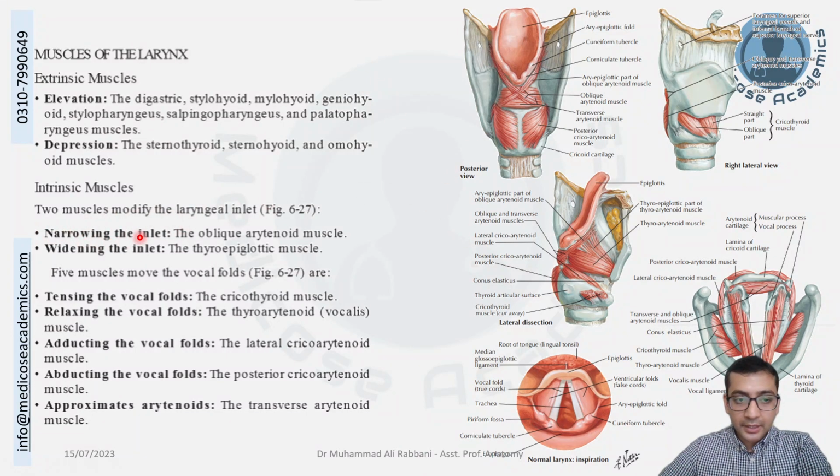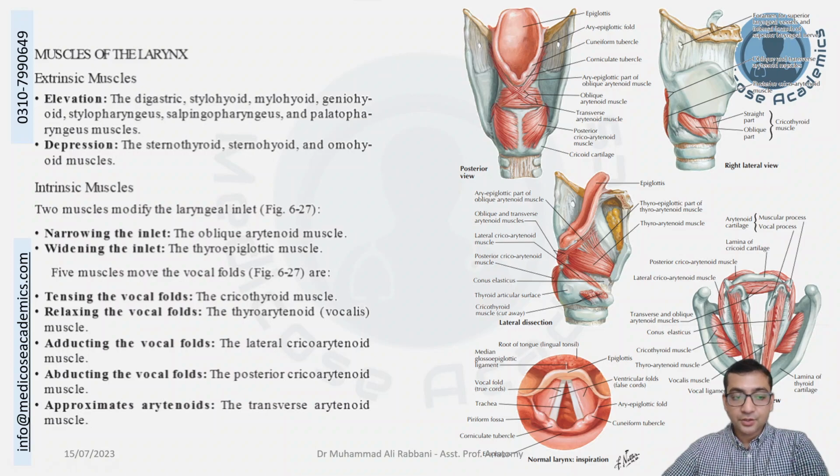When talking about the narrowing of the inlet, we talked about the extension of the oblique part of the thyroarytenoid, the aryepiglottic part. This is the one responsible for narrowing of the inlet. For widening of the inlet, we talked about the thyroepiglottic part of the thyroarytenoid muscle. For the vocal cords, we talked about tension and relaxation. The tension was due to the cricothyroid moving the thyroid cartilage anteriorly. The relaxation was due to the vocalis, reducing the distance between the two.